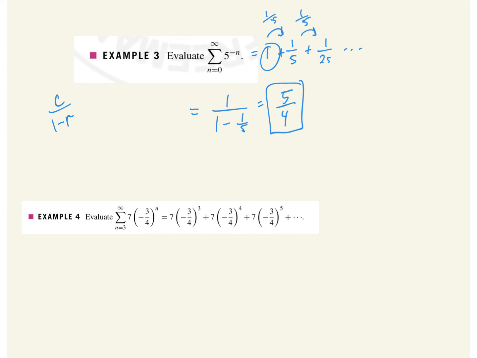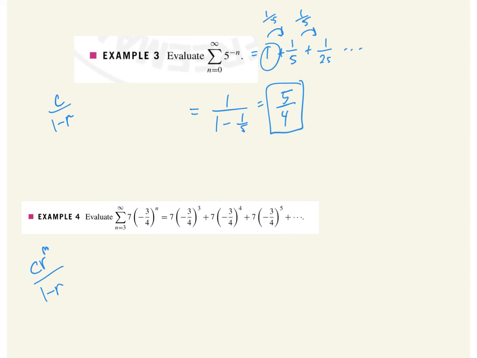The second one, example 4 here, begins at 3, right? So that means that we're going to use the second formula from the theorem. We're going to account for the fact that it's not starting at 0, so we need to use c r to the m over 1 minus r. They already listed it out for us, which was nice. So we can see that that ratio is a negative 3/4. We can see that c is a 7. And then the m is a 3.